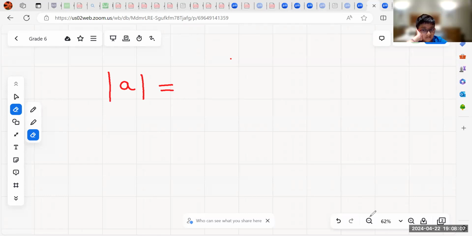Sir, 1. Sir, can you repeat what you said? It will not be one. It will not be the number itself. It will not be a. It will be 0. It will be a. No, it will not be a. So it will be something.